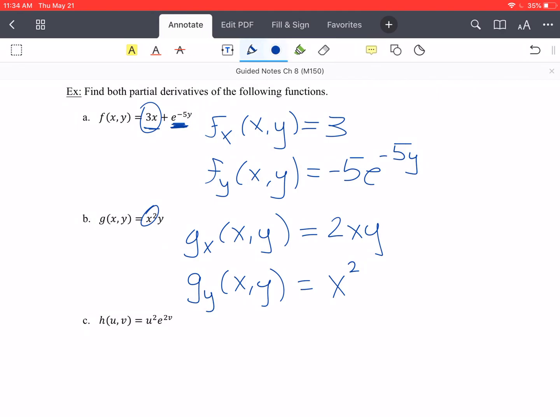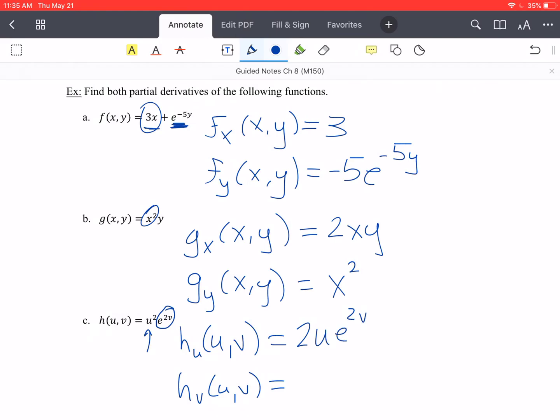So let's look at this next one. So we have h_u of (u,v), and then h_v of (u,v). So partial with respect to u. That means this whole term with the v's in it is treated as a constant multiple of the u squared. So just differentiate the u and leave the v's alone. So that's just going to be 2u times e to the 2v.